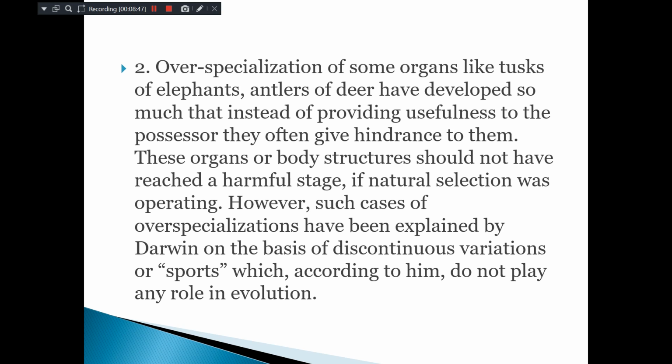Even Darwin tried to explain this over-specialization on the basis of discontinuous variation, which appears all of a sudden, because he did not know about mutation and other things. He said that these antlers are there, that sometimes some organs get over-specialized, but they do not play any role in evolution. But still, this remains a big question.